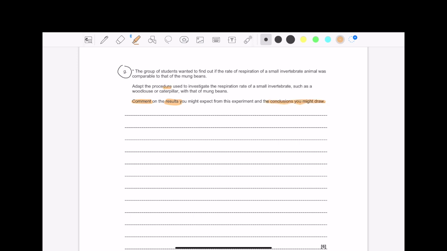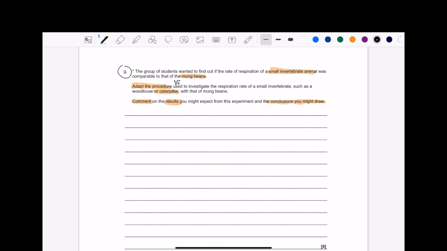Before it says you need to adapt the procedure. So I'm already thinking you need to write how the procedure is going to be done. But you also need to say how you think it's going to go. Like, what results are you expecting? Now, they basically want to find out the rate of respiration of two things compared to each other, right? So we have the small invertebrate animal, which would be, let's just say caterpillar, versus the mung beans, okay? It's like a fight.